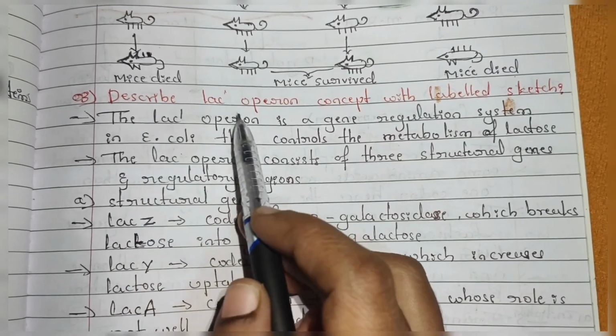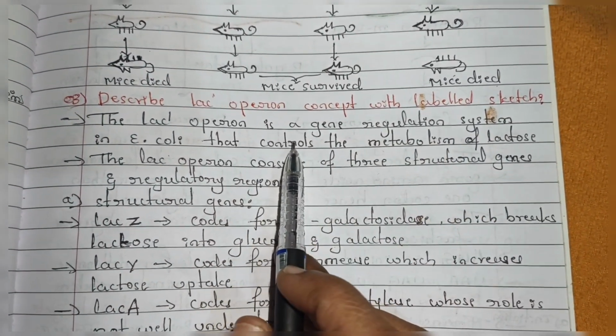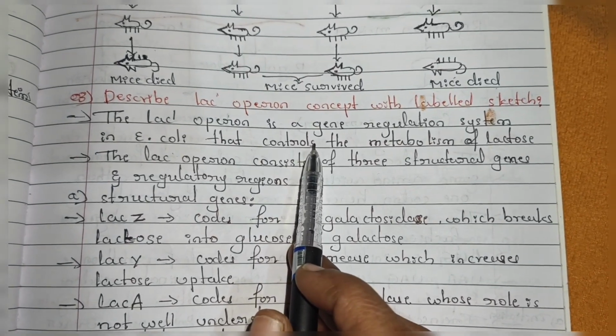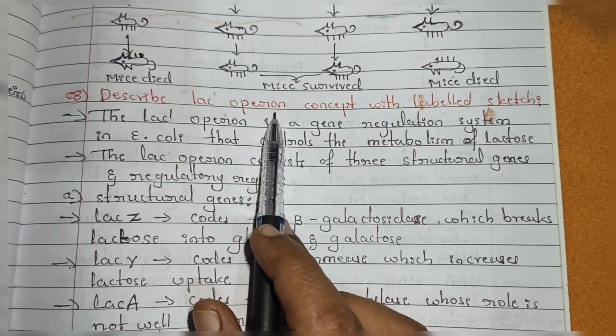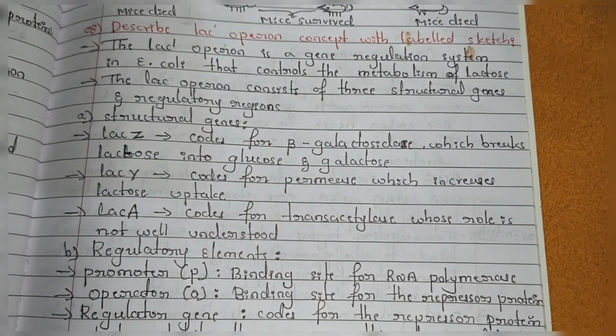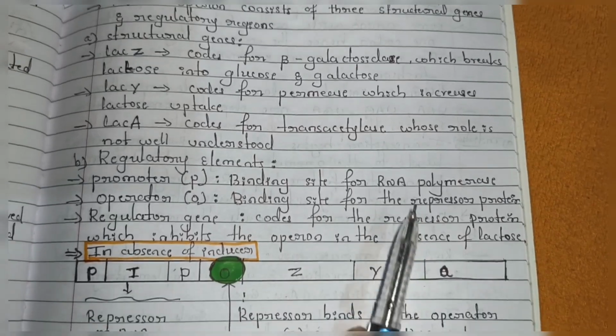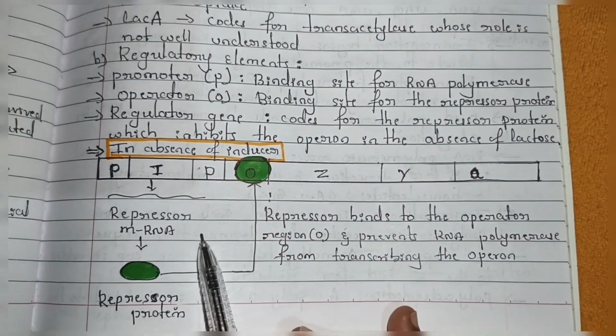Next, third question: describe the Lac operon concept with a labeled sketch. In E. coli, how the metabolism takes place is explained in the Lac operon concept. So we'll discuss. First, you check these points, and here is a switch off.